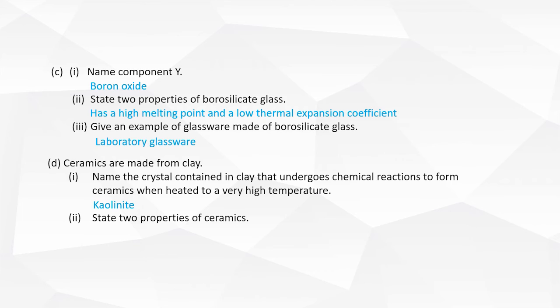Next, state two properties of ceramic. Ceramic can withstand high temperatures and is inert to chemical reaction. This is because the atoms in ceramics are bonded by strong covalent bonds and ionic bonds. Hence, ceramics only melt at very high temperatures.